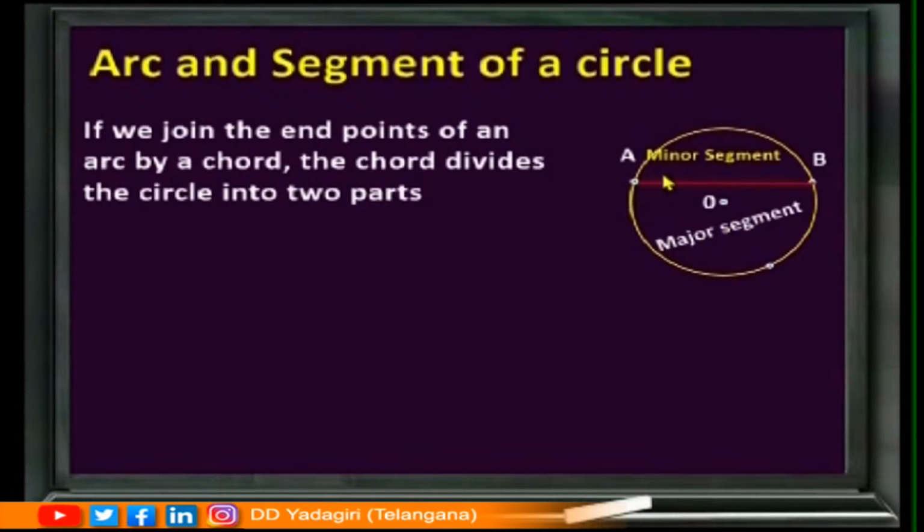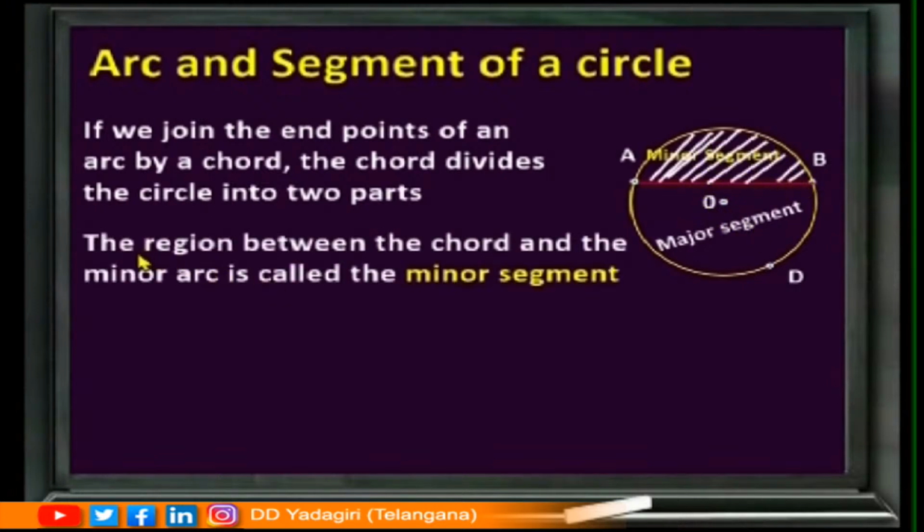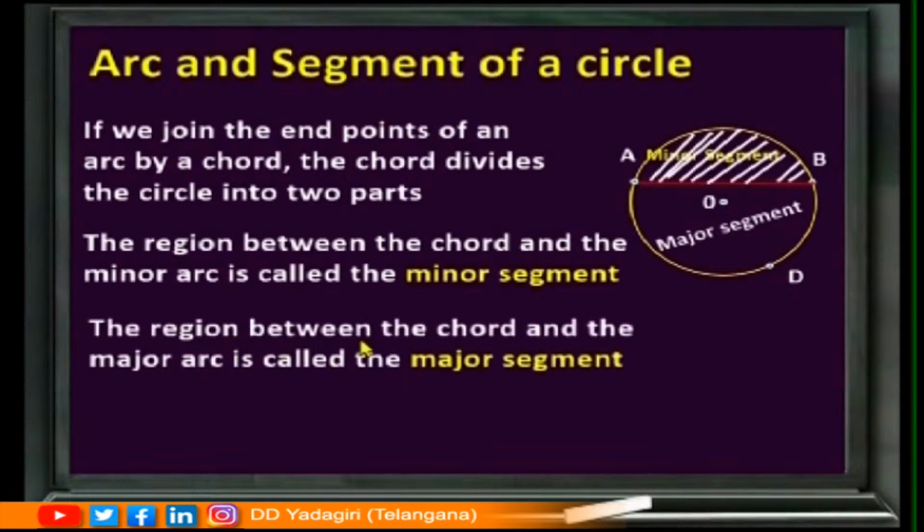How do we define which one is a major segment and which one is a minor segment? That depends on the size of the arc. If it is a minor arc, the segment will be a minor segment. If it is a major arc, then the segment will be a major segment. The region between the chord and the minor arc is called the minor segment, and the region between the chord and the major arc is called the major segment.